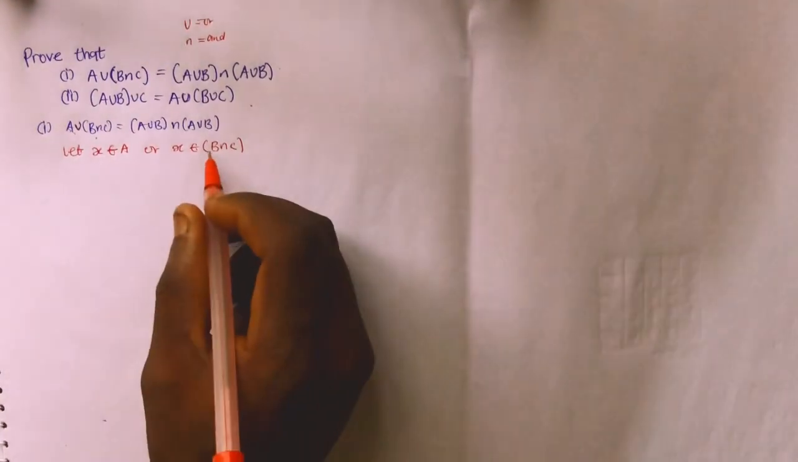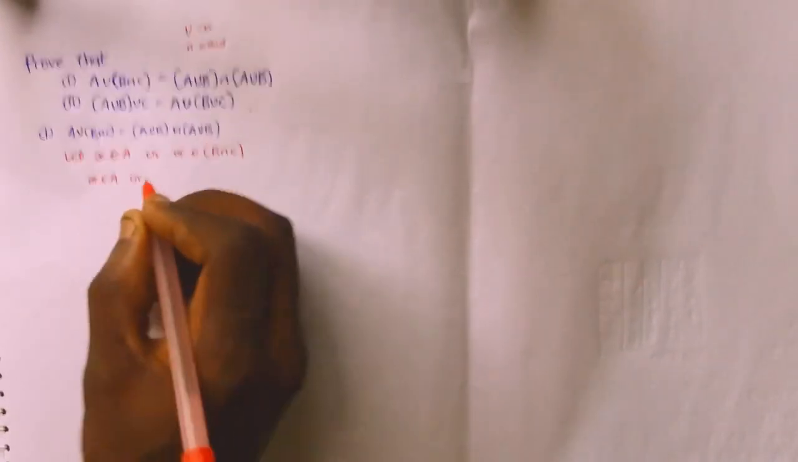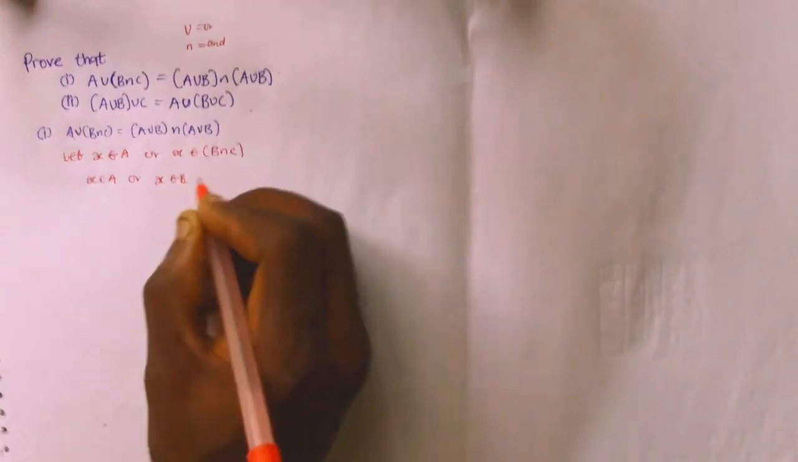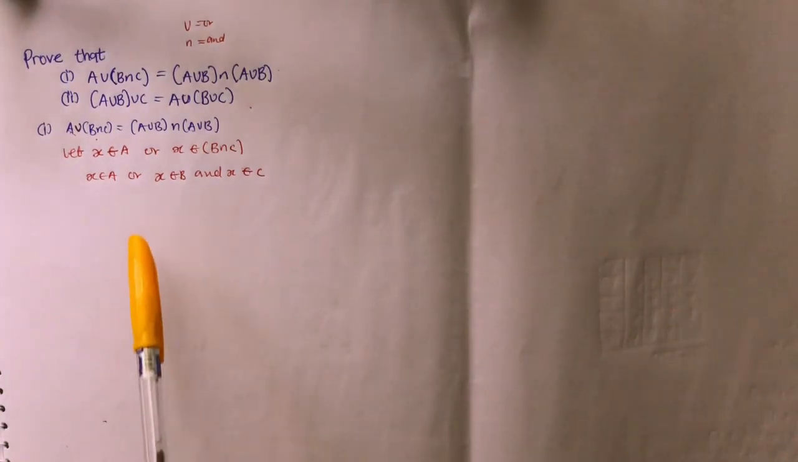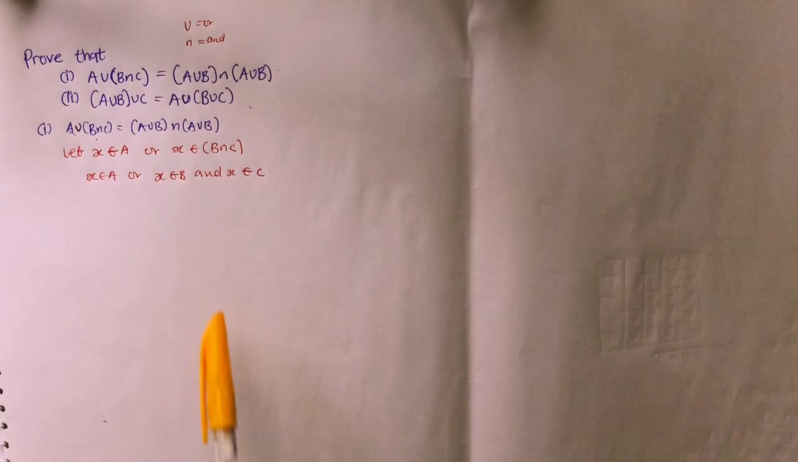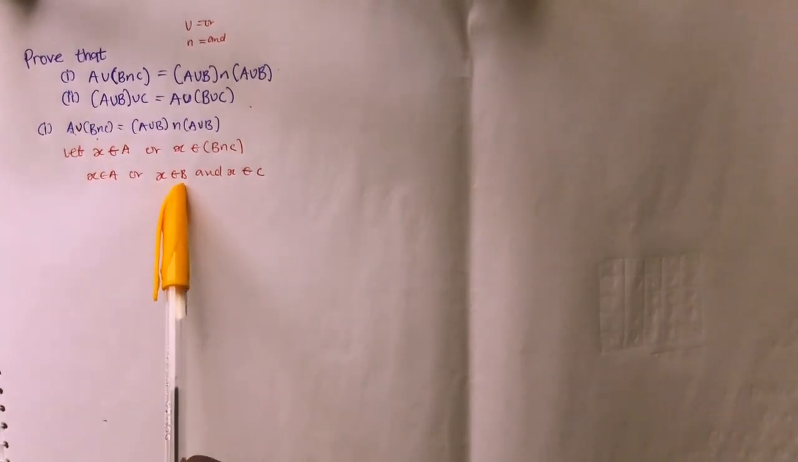Again, doing that, I'm going to expand this. So I have X is a member of A, or X is a member of B and X is a member of C. Can you see it now? Then what am I doing? What am I proving? I'm proving towards this side, right? So what do you think I can do here?